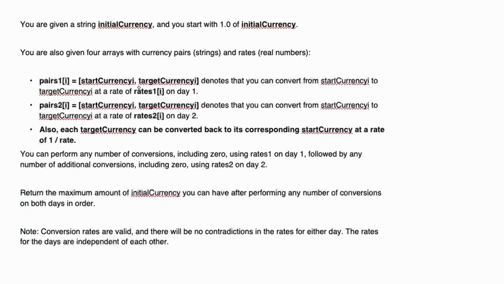Similarly, for pairs 2, this means on day 2, we can convert from start to target at a rate of rate 2i. Also, each target currency can be converted back to its corresponding start at the inverse rate. And we'll talk about what that means in a little bit. So we can perform any number of conversions, including 0, using both of these rates. And we want to find the maximum amount of initial currency that we can get at any point by doing these conversions on both of these days.